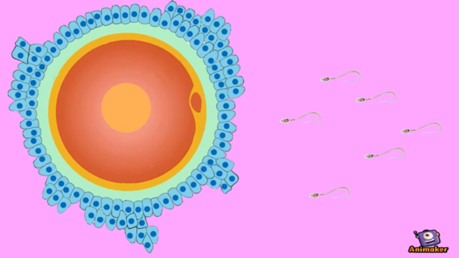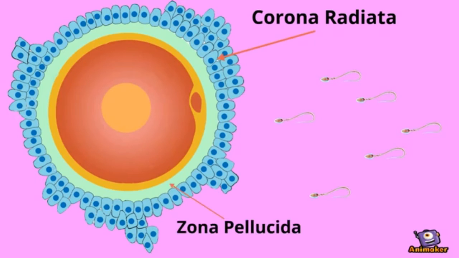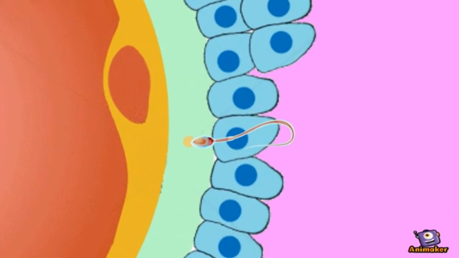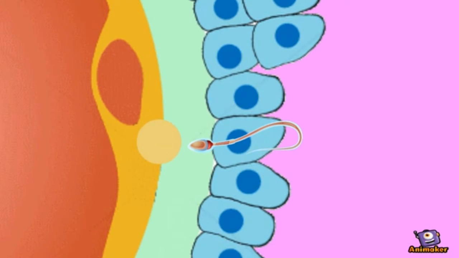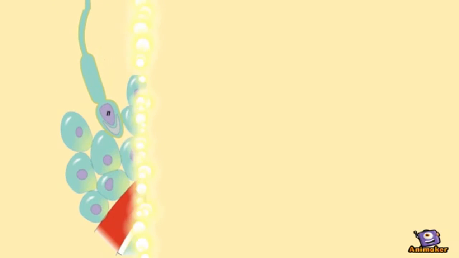To fertilize the egg, the sperm must push through the corona radiata and zona pellucida to reach the egg. When it reaches the zona pellucida, it attaches to specialized sperm receptors on the surface and triggers the release of acrosome enzymes. This enables the sperm to burrow into the layer. The first sperm to make contact will fertilize the egg.